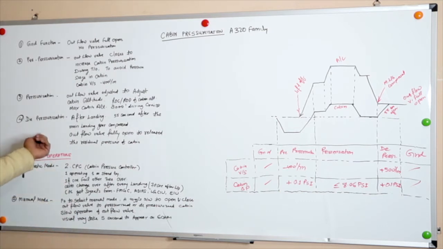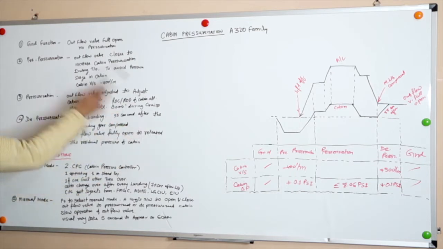Somehow, if that is not happening, or the outflow valve does not open by itself, then there is another unit, the residual pressure releasing unit, that will open the outflow valve to release the residual pressure. And if that also does not work, the residual pressure control unit. If that also does not work, then we can operate it manually also.